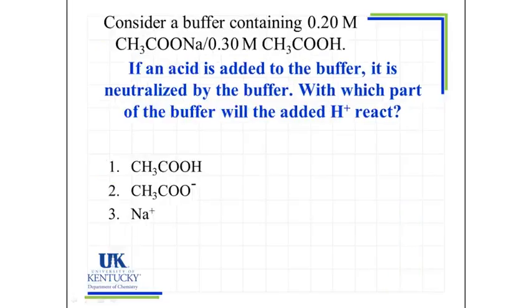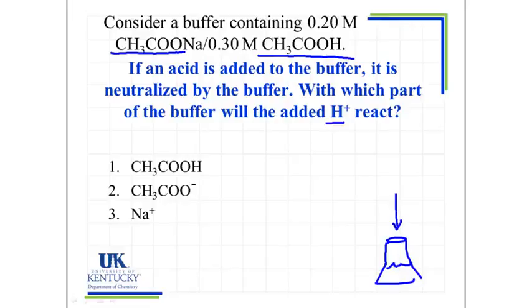We're going to have that exact same buffer that contains a weak acid and its conjugate base in solution. So we have that same flask with that same buffer in it. And this time, instead of adding a base, we're going to add an acid. So we have an H plus, or it could be considered as H3O plus, being added into that flask. What is going to neutralize that added acid?